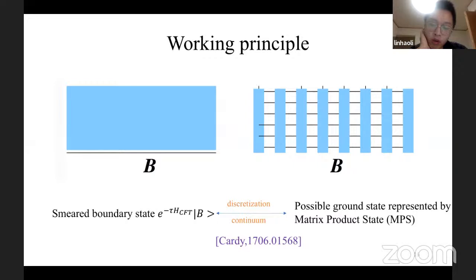Since the Hamiltonian of conformal field theory commutes with the symmetry G, this possible ground state is symmetrical if and only if the boundary state is symmetrical. Thus, we can conclude that if a given CFT is anomaly-free, there should be a symmetrical boundary condition, and a symmetric boundary state, which corresponds to the possible gapped symmetrical ground state.